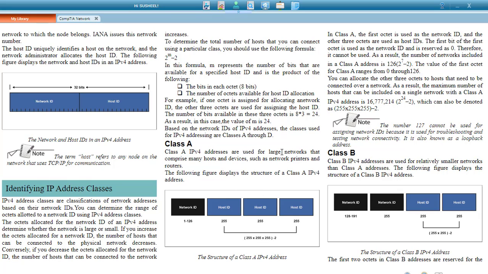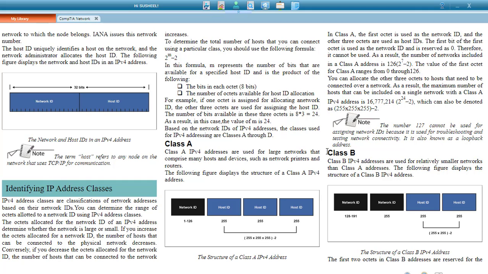To determine the total number of hosts that you can connect using a particular class, you should use a formula. Class A. Class A IPv4 addresses are used for large networks that comprise many hosts and devices, such as network printers and routers. The following figure displays the structure of a Class A IPv4 address. In Class A, the first octet is used as the network ID, and the other three octets are used as host IDs. The first bit of the first octet is reserved as 0. Therefore, it cannot be used.